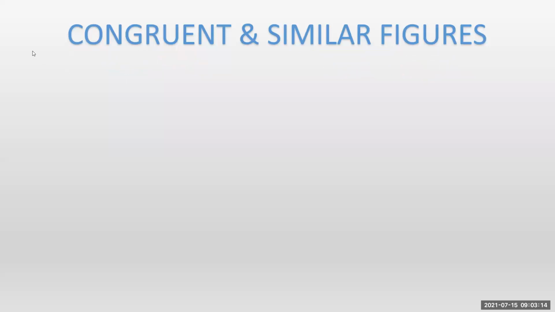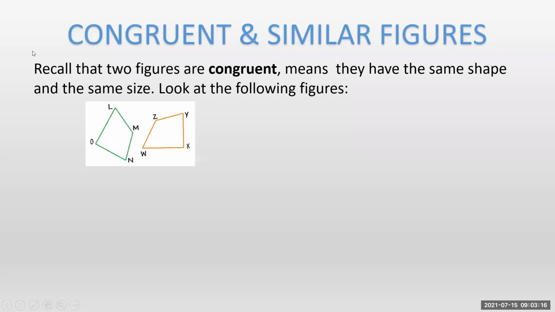Let's move ahead. Recall that two figures are congruent means they have the same shape and same size. Look at the following figures. If you look at this figure of a quadrilateral, check what you understand. If you consider the lengths, all the lengths of the sides are equal. Understand?